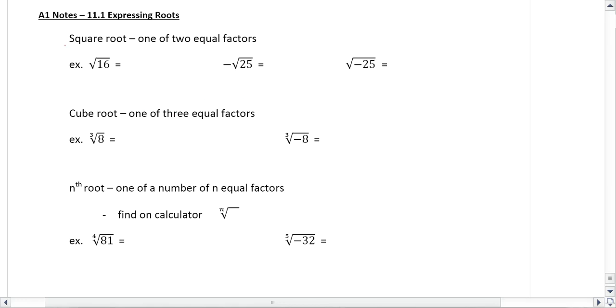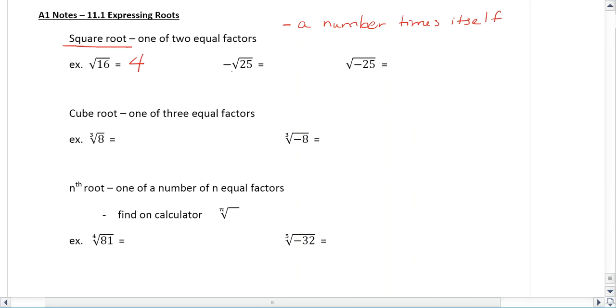So first, let's go over the definition of what is a square root. The textbook definition, it's one of two equal factors. Another way we could say that is a number, or it could be a variable also, so this isn't a perfect definition. So it's a number times itself is the root. So when we're asked here to find the square root of 16, we're asked to find what number times itself equals 16. And in this case, it's 4 times 4 is 16.